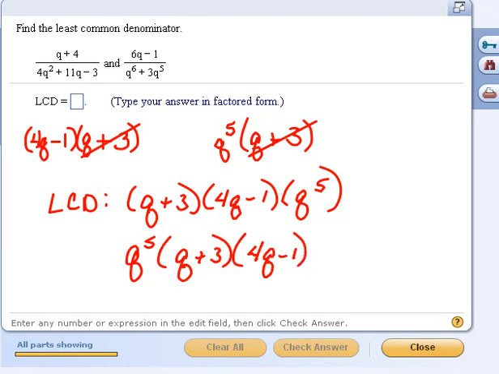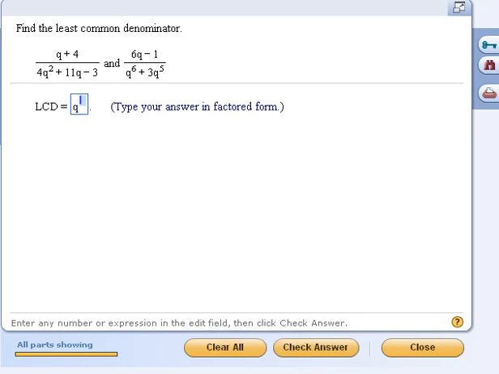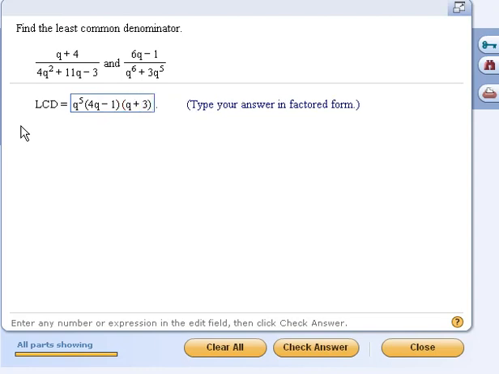Now let's see if that is the exact answer that they have in my math lab here. So let's go back to our screen. I'm going to put in q raised to the 5th, and then parenthesis 4q minus 1, close that parenthesis, open another one, q plus 3, and close the parenthesis.